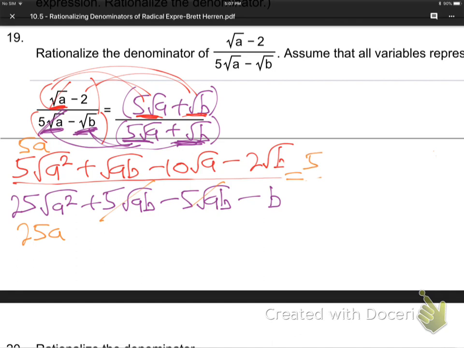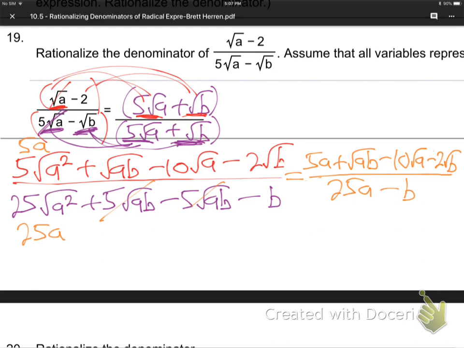So that's 5a plus root ab minus 10 root a minus 2 root b. On the bottom, it's just 25a minus b. And there's nothing more we can do. On the top, none of those are like terms. They're all different roots. In the bottom, nothing more. That's it. There's the answer.